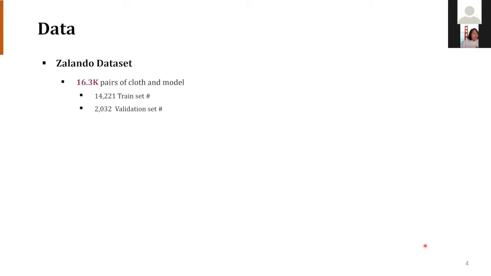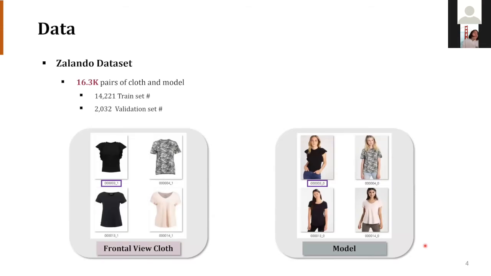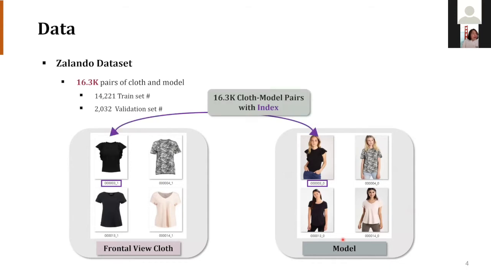We use the so-called Zalando dataset. It consists of 16.3K pairs of cloth and model. We used 14,221 as the train set and 2,032 as the validation set. Basically, it consists of frontal view cloth and model. And the cloth and models are matched with the same index. So you can see this model wearing the cloth of the same index.